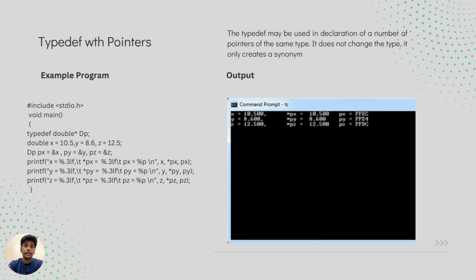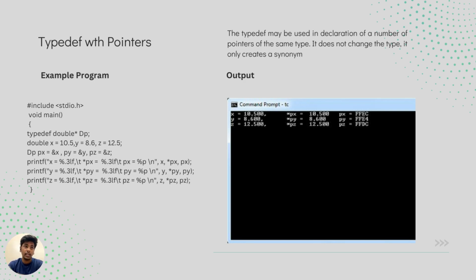Then typedef with pointers. Typedef may be used in the declaration of a number of pointers at the same time. It doesn't change the type, it only creates a synonym. The example program is quite easy. #include stdio.h, void main, typedef double dp, double x is equal to 10.5, y is equal to 8.6, z is equal to 12.5. Here, the typedef keyword is used, and the original data type is double, and we are going to replace it with dp.